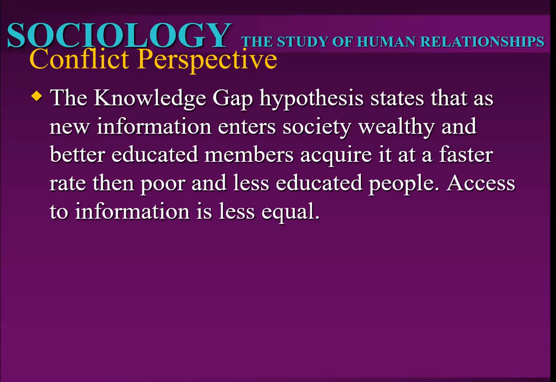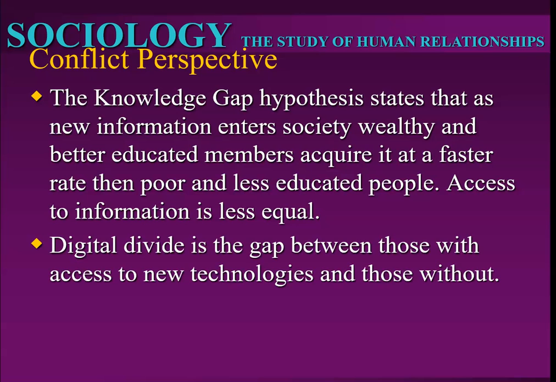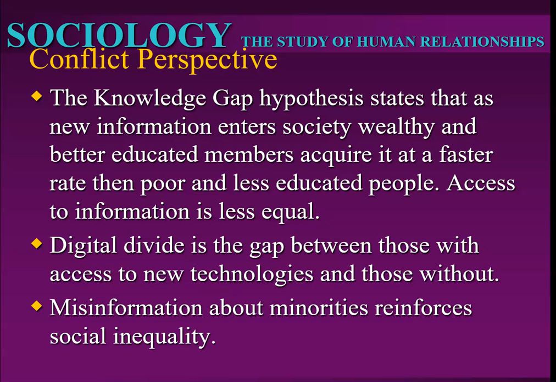The knowledge gap hypothesis states that as new information enters society, wealthy, better educated members acquire information faster and at a greater rate than poor people, who are less educated and have less access to information. The digital divide is the gap between those with access to new technologies and those without. Misinformation about minorities reinforces social inequality.